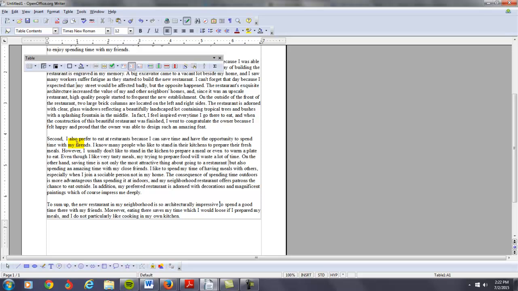I'm going to put here, that's a parallel structure problem. It's so architecturally impressive that I can. So I didn't see that. Now remember, at the end of this video, if anybody's watching this on YouTube, there is no way I'm going to be able to find every single problem in this essay, but what I'm trying to do here generally in this live demonstration is to point out what kinds of changes the student can make to make the essay better than it is. So you say, to sum up, the new restaurant in my neighborhood is so architecturally impressive that I can spend a good time there with my friends.